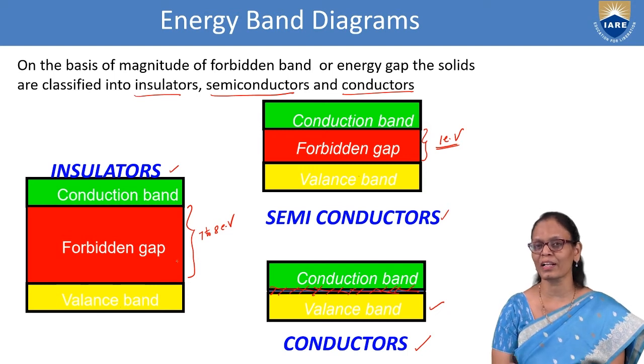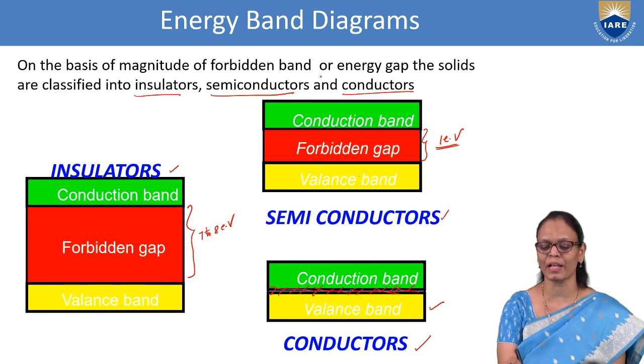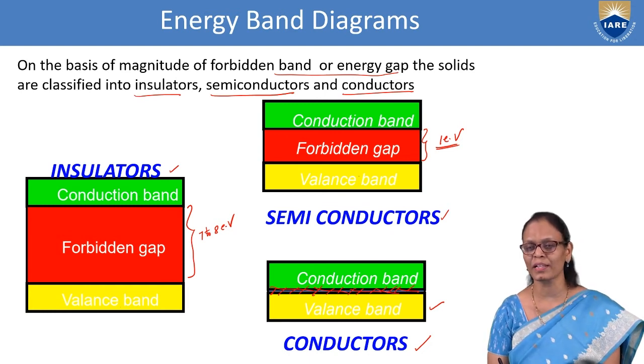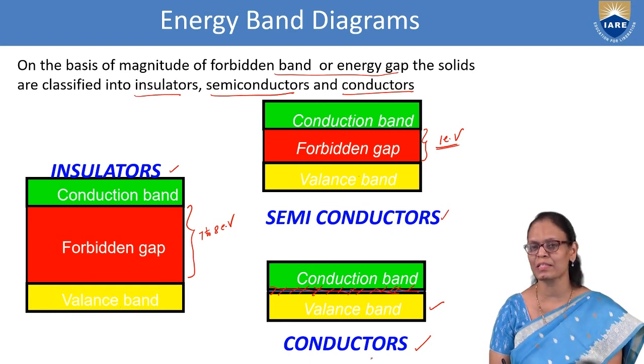So how are we classifying it? Based on energy gap. If the energy gap is not there or there is an overlap, we call them conductors. If the energy gap is very small, of the order of 1 electron volt, we call it a semiconductor. And in insulators, the forbidden gap is very big.